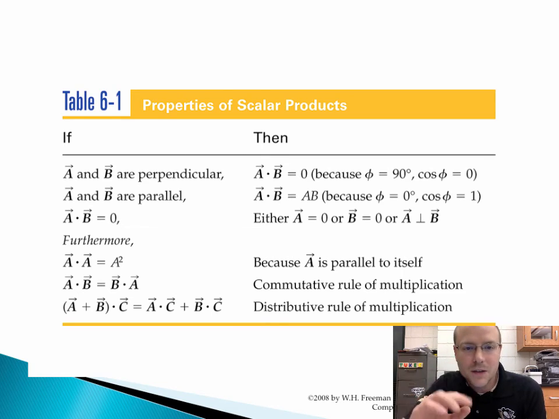There are some properties of scalars that the book gives you here. It says that if A and B are perpendicular, then A dot B gives you 0 because the cosine of 90 is 0. If they're parallel with each other, that's what we want for dot products. We want two vectors to be as parallel to each other as possible, so that's why we get cosine of 0 to be 1. And A dot B is 0 if vector A is 0 or vector B is 0, or if they are perpendicular. And they give you a couple other rules down there for dot products.